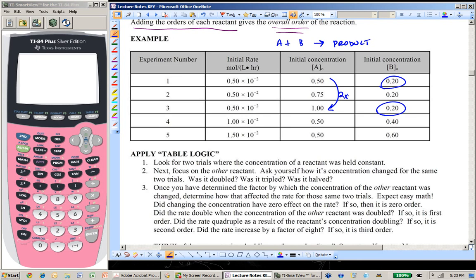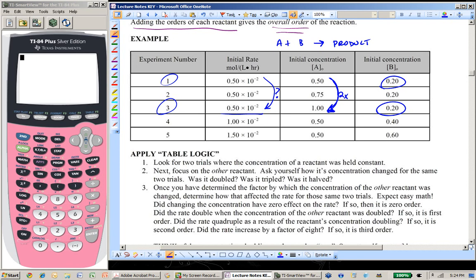I ain't lying to you. This is going to take a little practice. But what I'm starting with is I'm looking for the two lines of data, which are experiments numbers 1 and 3, where B's concentration was held constant at 0.2 molar. And I like to draw this little arrow from trial 1, or experiment 1, to experiment 3. The concentration of A was doubled, and I ask myself, what did the rate do in response to that?